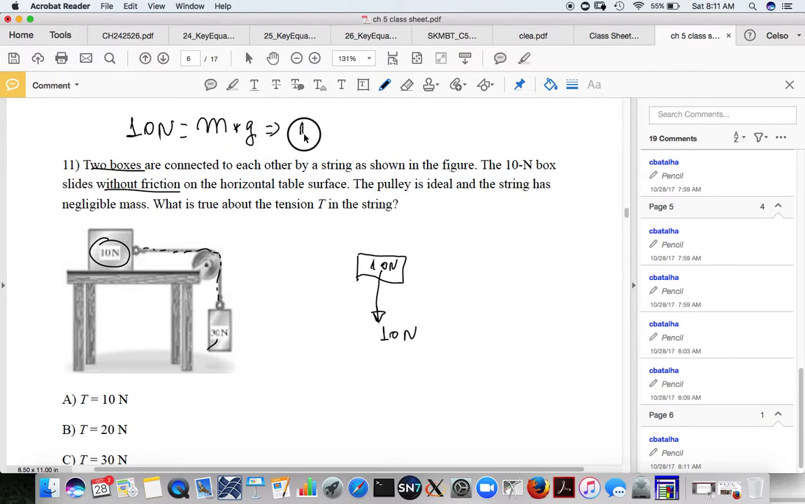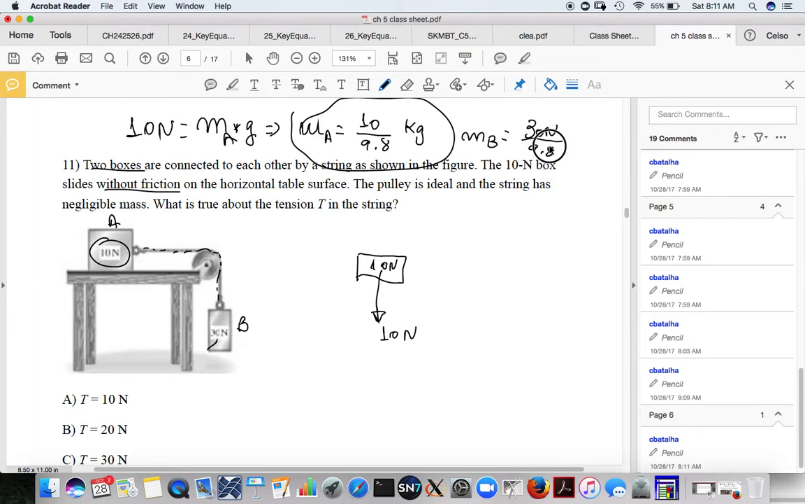So the mass of, I call this block A and block B just to make it simple, the mass of block A is equal to 10 divided by 9.8 kilograms. So this is in kilograms. By the same token, the mass of block B is equal to its weight divided by 9.8, and then we have that in kilograms.